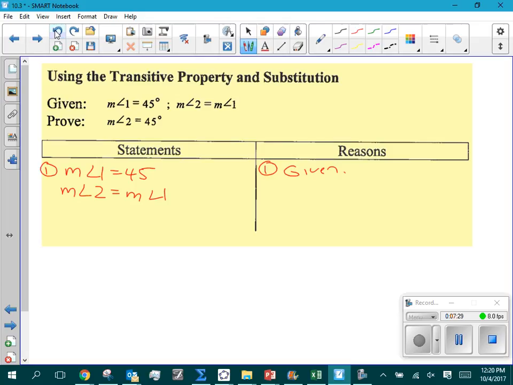Why is it a 4? A 4, that's angle 1. Sorry.